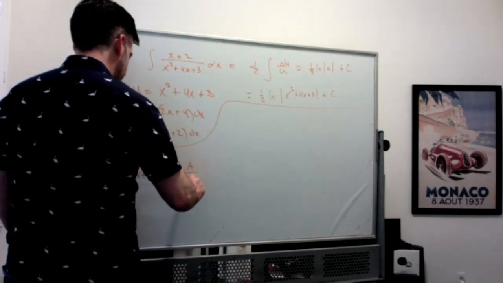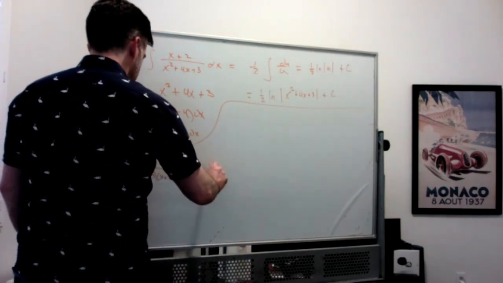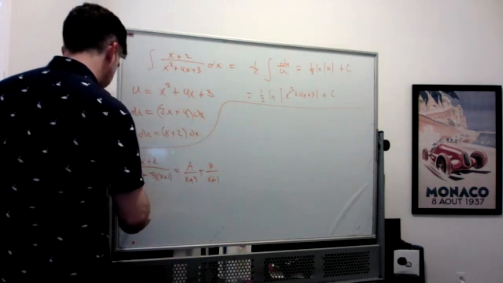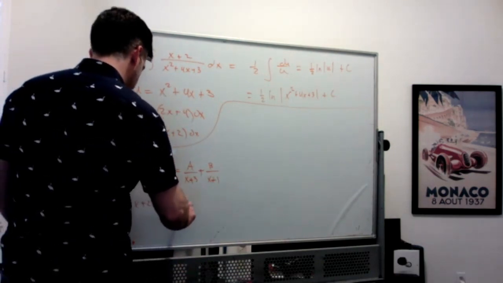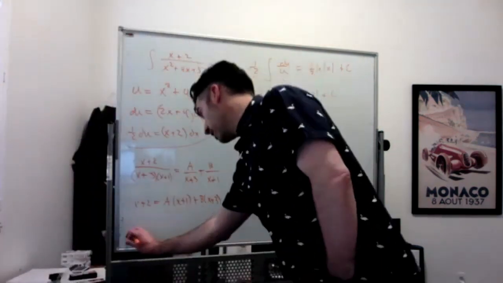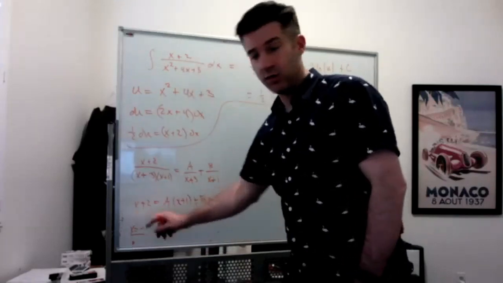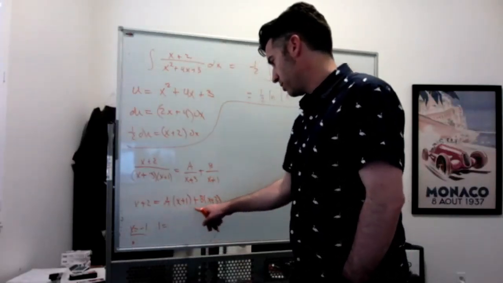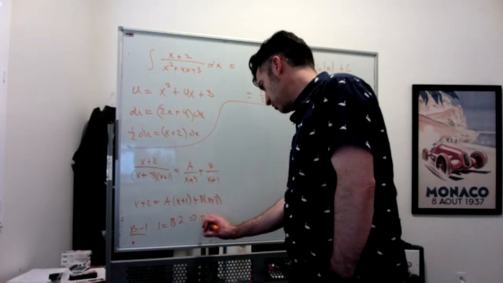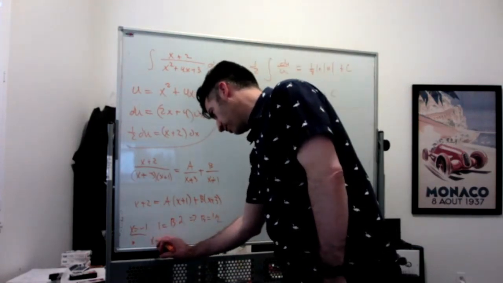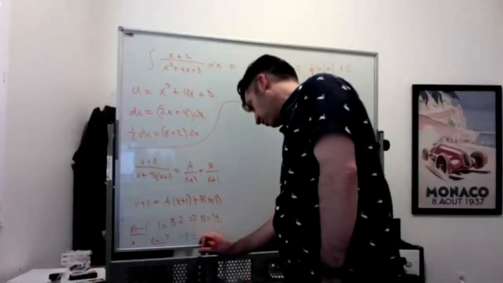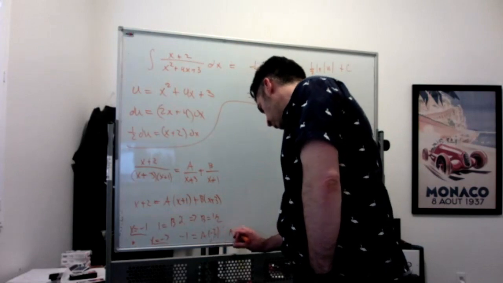It's equal to A over x plus 3 plus B over x plus 1. Multiply both sides by the common denominator. So on the left, you get x plus 2. On the right, you get A times x plus 1 plus B times x plus 3. Letting x equal -1, you get -1 plus 2 equals A times 0 plus B times 2, which is going to give me B equal to 1/2. Letting x equal -3, we're going to get -1 equal to A times -2. So A is also equal to 1/2.